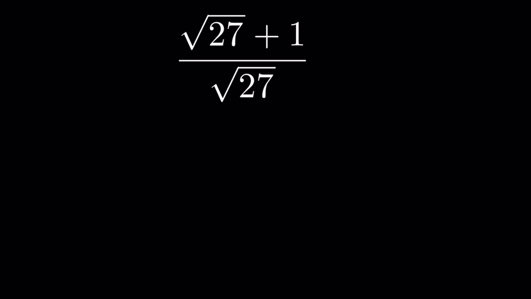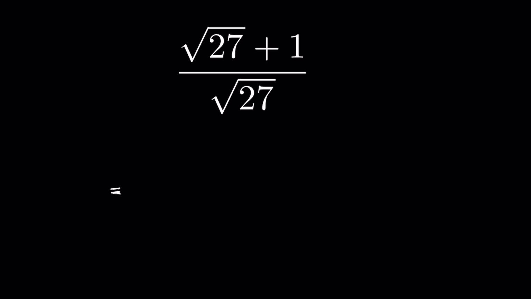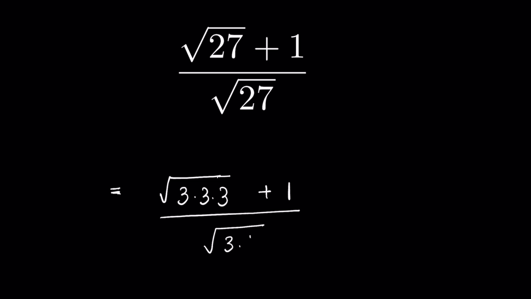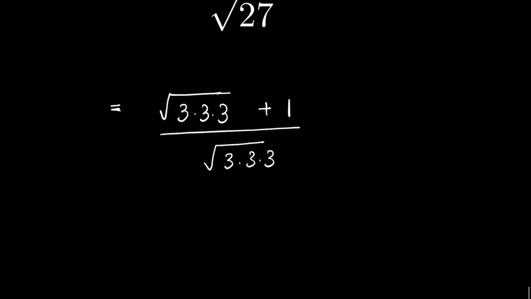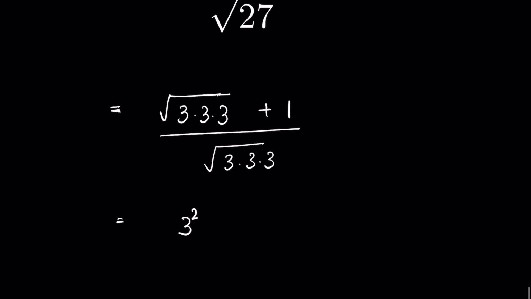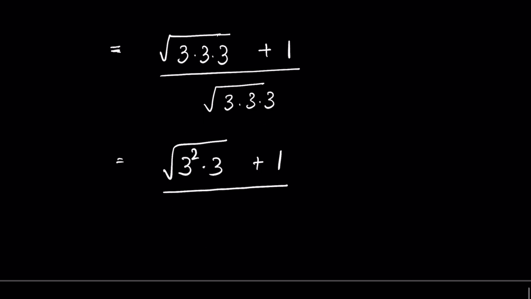Square root of 27 plus 1 upon square root of 27. How do we solve this? So square root of 27, we can write as square root of 3 times 3 times 3, then plus 1 upon, again square root of 27 is square root of 3 times 3 times 3, or this is square root of 3 square times 3, plus 1 upon square root of 3 square times 3.